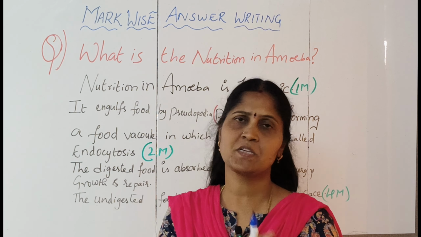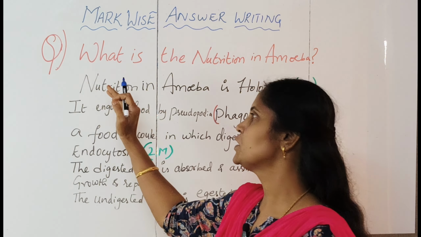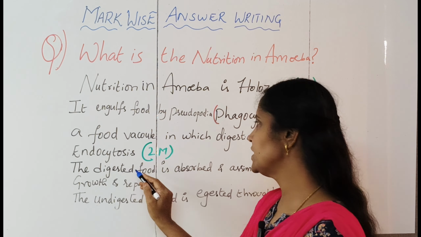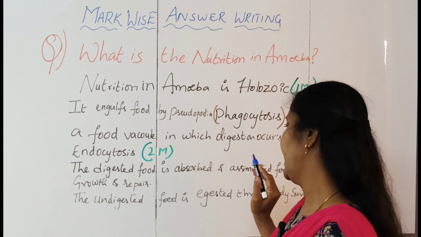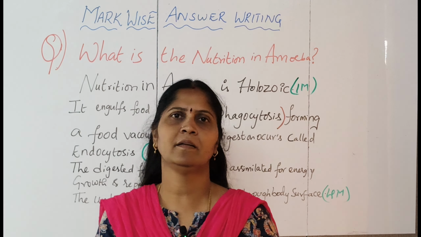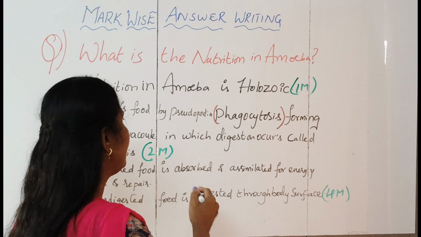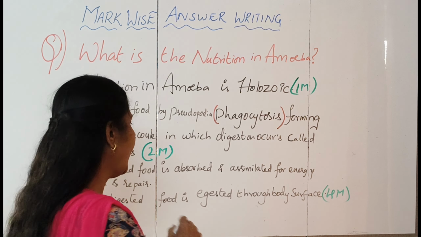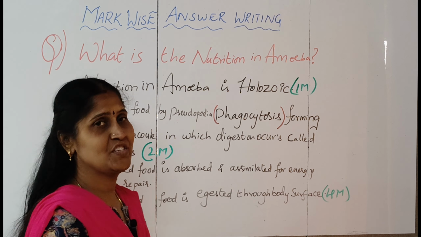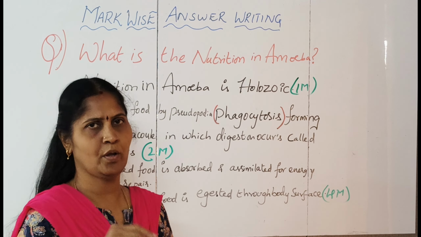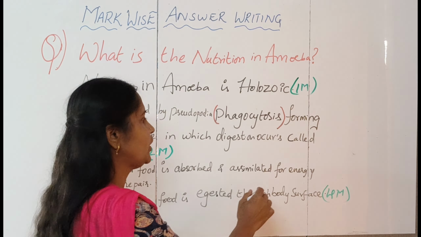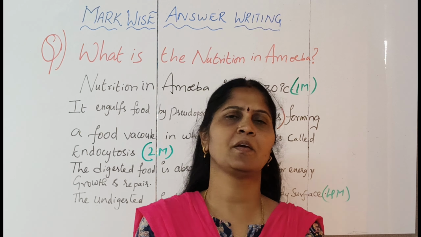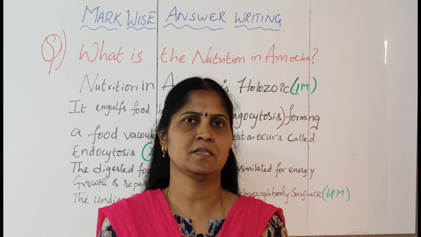Suppose this question is for 4 marks, to these 2 points you have to add 2 more points. The digested food is absorbed and it is assimilated for energy, growth and repair. And the undigested food is egested out, it is sent out through the body surface. So like this, you include 4 points which will give you your 4 marks answer.